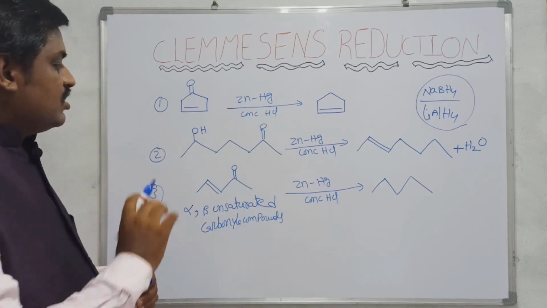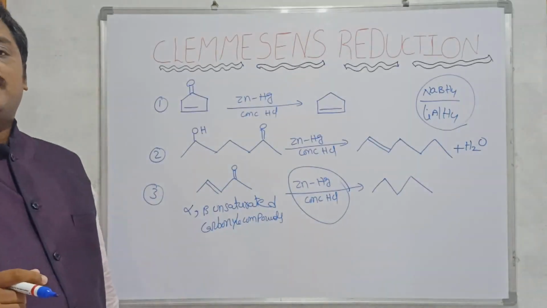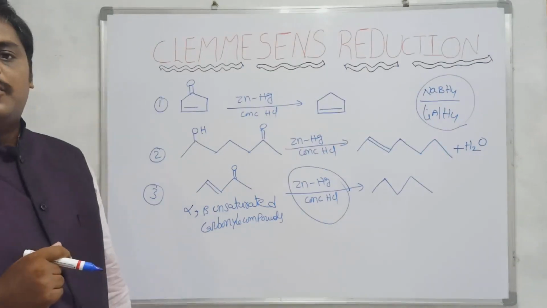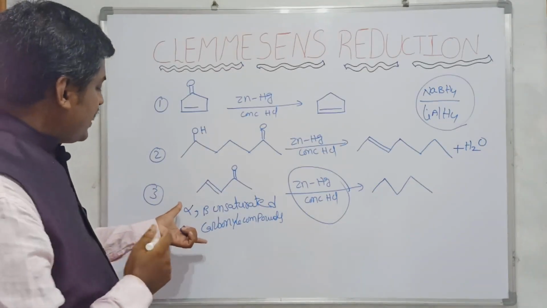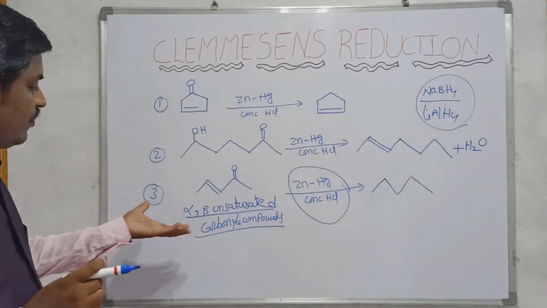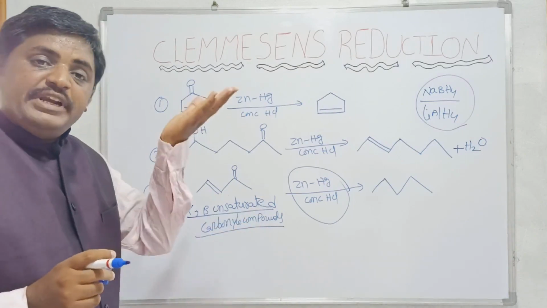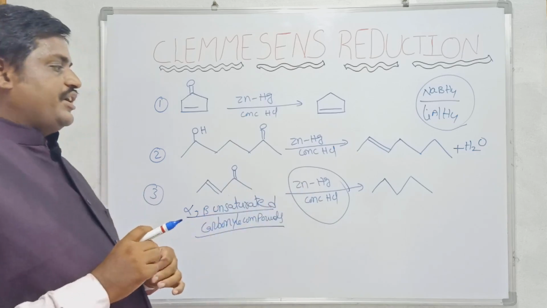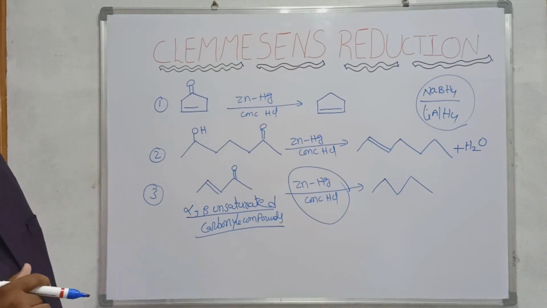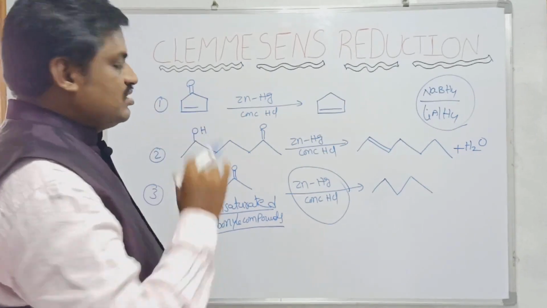What is the reason? The Clemmensen reducing reagent reduces the double bonds of compounds like alpha beta unsaturated carbonyl compounds. That means alpha beta unsaturated carbonyl compounds are completely reduced using this reagent. This is the importance of this reaction. So these three points are the main highlights of this reaction.